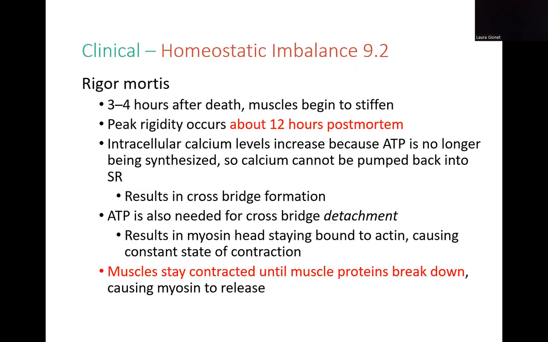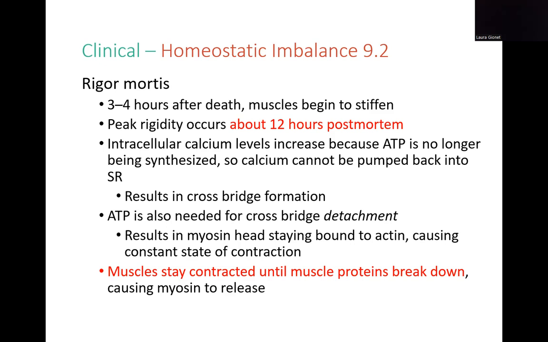All right, so homeostatic imbalances, rigor mortis, I love this. 3 to 4 hours after death, muscles begin to stiffen. Peak rigidity occurs about 12 hours post-mortem, so after the person has died. Intracellular calcium levels increase because ATP is no longer being synthesized. So calcium cannot be pumped back into the sarcoplasmic reticulum. So the calcium is sitting out there, right, able to bind. This results in the cross bridge formation, all right?